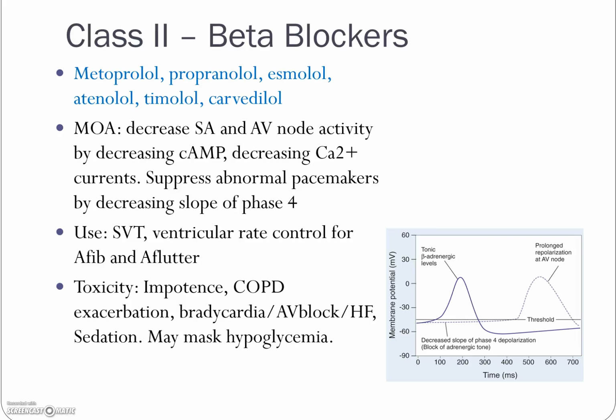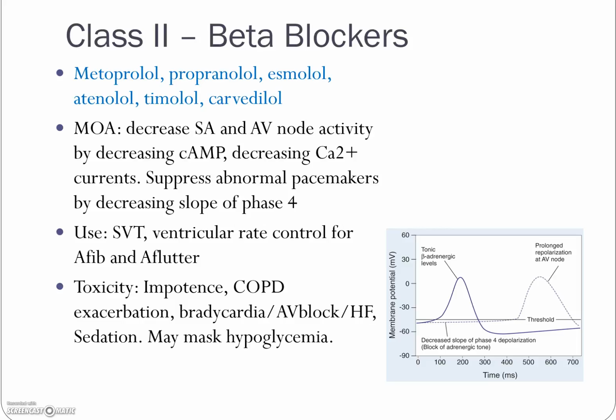Your class 2 antiarrhythmics are your beta blockers. These are metoprolol, propranolol, esmolol, atenolol, timolol, and carvedilol. Now, these are typically used in supraventricular tachycardia. You also might see them used when you're trying to control ventricular rate for irregular rhythms like AFib or aflutter.